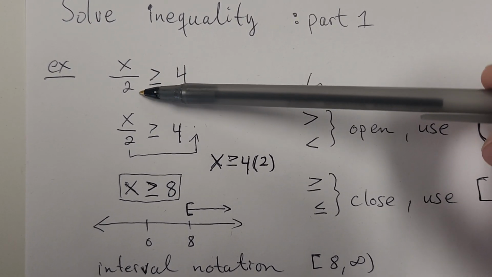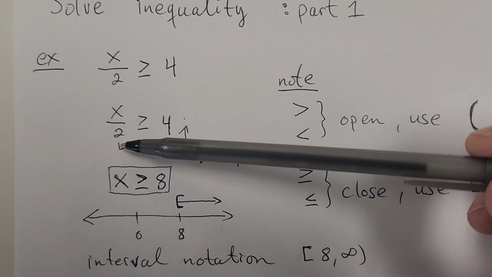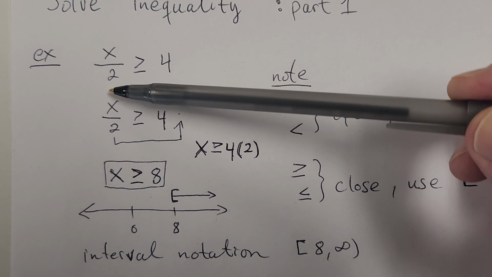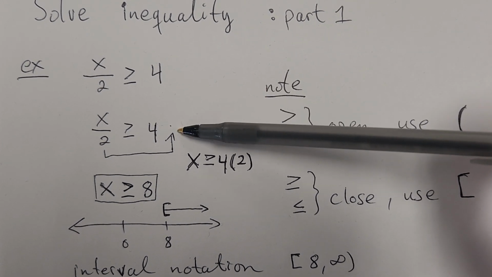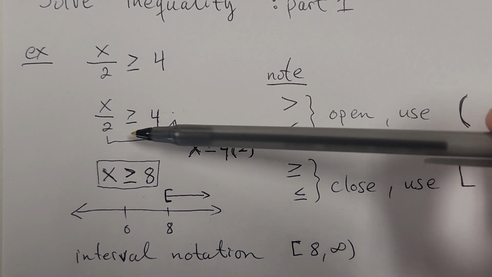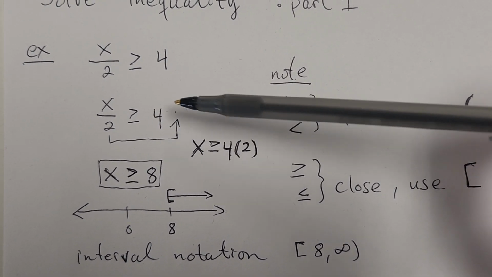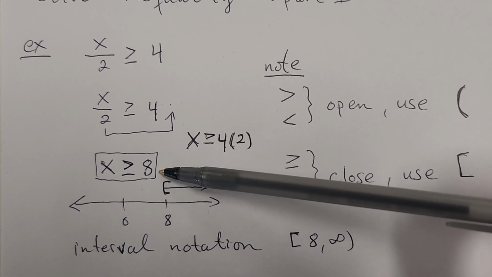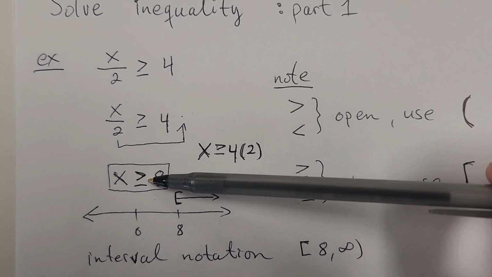Since I have a number in the bottom, I want to bring it to the right hand side. So just multiply to the right hand side. Literally bring the 2 to the right hand side and it becomes multiplication. Once you bring the 2 over, it becomes a multiplication, then just multiply. 4 times 2 gives me 8. The symbol stays as is.